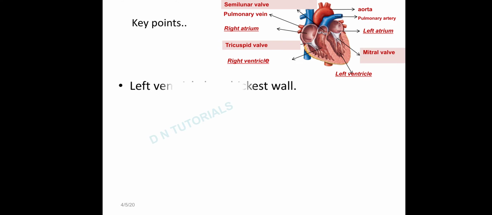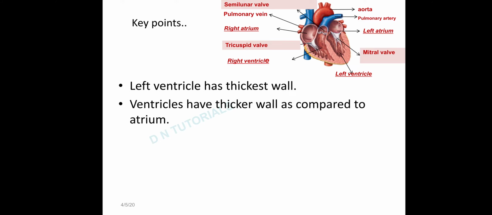Okay, now there are certain key points that can also be asked in reasoning. The left ventricle has the thickest wall. Why does it have the thickest wall? Because it needs to distribute the blood to the entire body. Ventricles have thicker walls as compared to the atria. Again the same reason, since they have to pump the blood to the lungs and to the body parts that are farther.